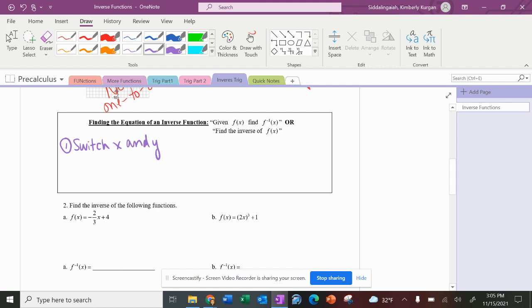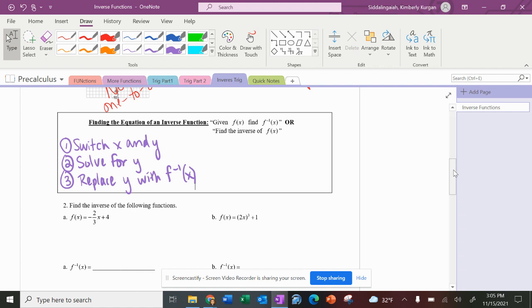So where I see an x, I'm going to write y. Where I see a y, I'm going to write an x. After I switch x and y, I'm going to solve for y. And then my last step is to replace y with f inverse of x. So those are my 3 steps in finding the inverse.